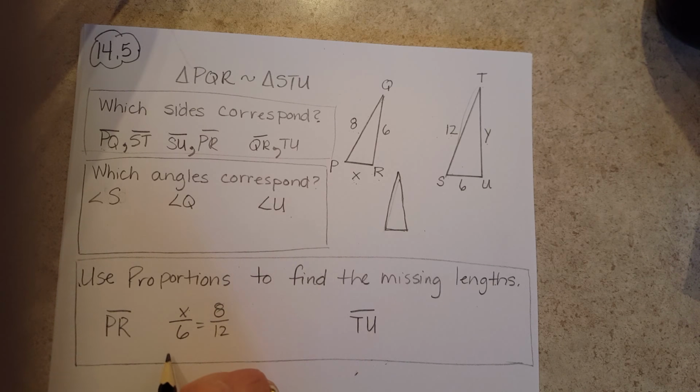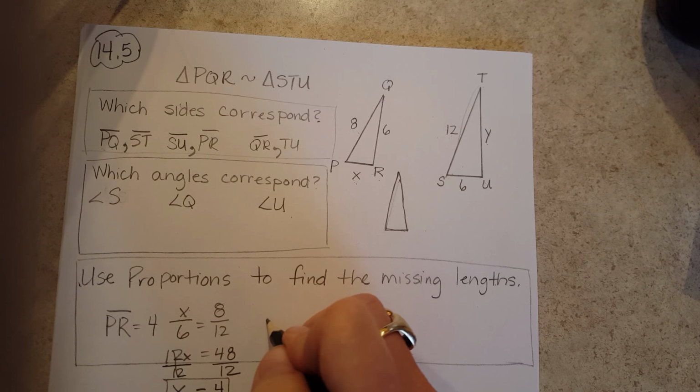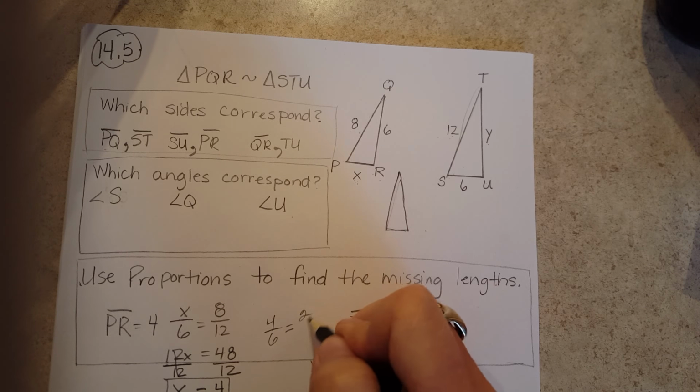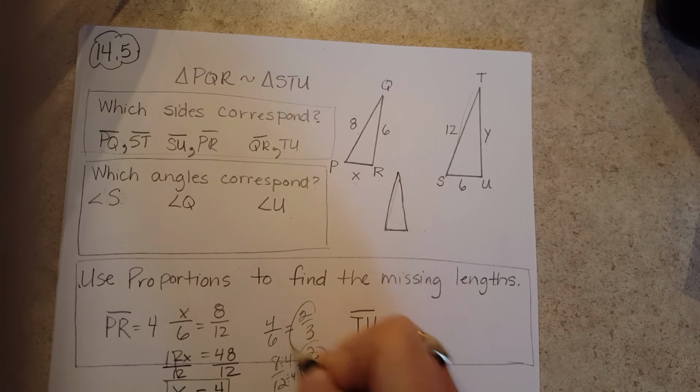Again, you cross multiply, the easiest way, I think. Get rid of that 12. X equals 4, right? X equals 4. So over here you would say PR equals 4. Let's check. 4/6 would be 2/3. 8/12ths divided by 4 would also be 2/3. So we're on the right track, aren't we?